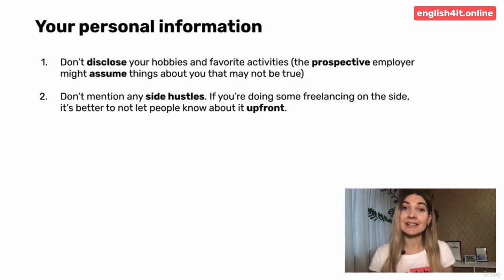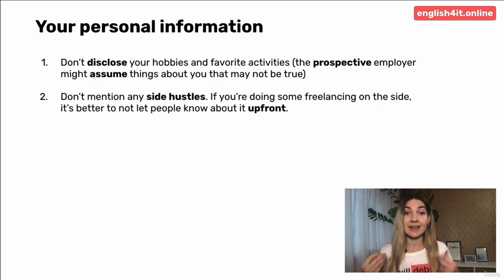Okay, so now let's have a look at some phrases and some words I've used. So the first one is to disclose. Disclose your hobbies. So when you disclose something, you let other people know about it. So in this case, about your hobbies. The prospective employer means your possible future employer. And when we assume something, we start believing that something is true. So for example, in this case, your prospective employer might believe, might take some things as true ones, about you.